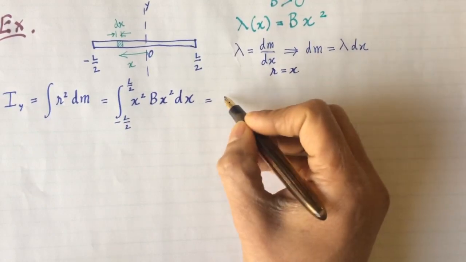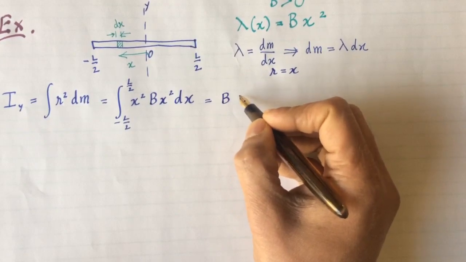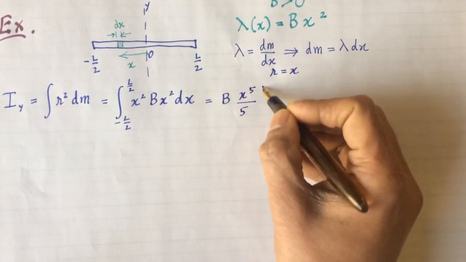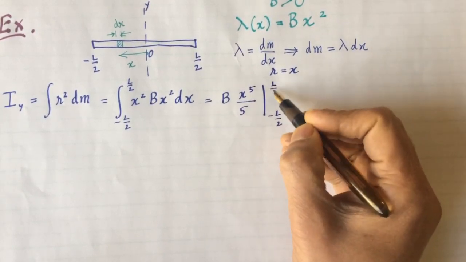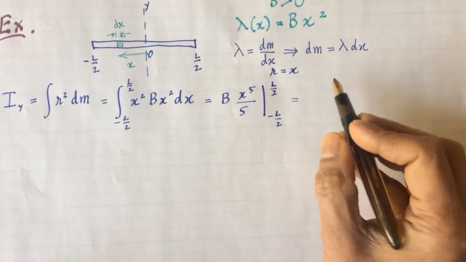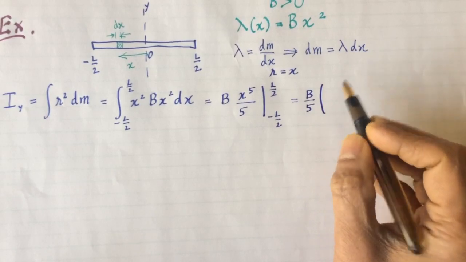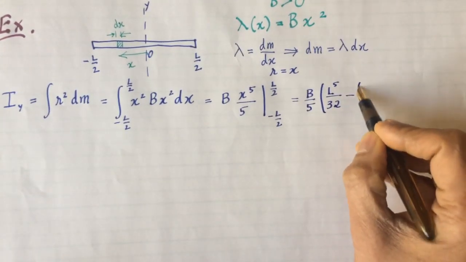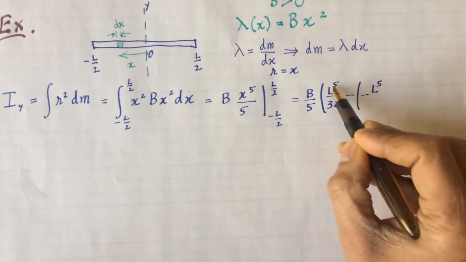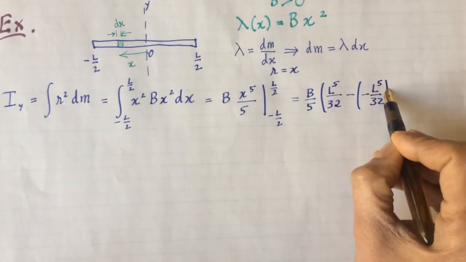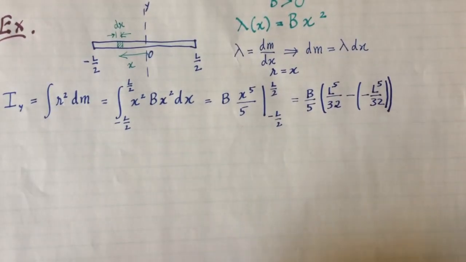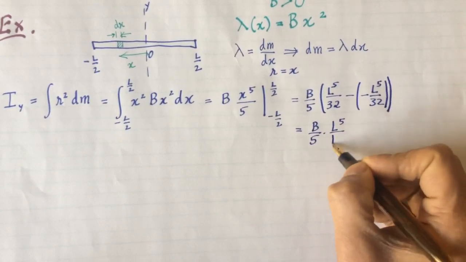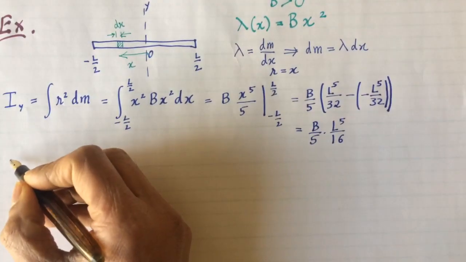Now we'll evaluate this, bringing the b outside since it's a constant. The integral of x to the 4 is x to the 5 over 5. So that's b over 5, and then the upper limit is L to the 5 over 2 to the 5, which is 32, and the lower limit is negative L to the 5 over 32. That works out to be b over 5 times L to the 5 over 16. I'm just going to leave it like that, not simplify it any further.